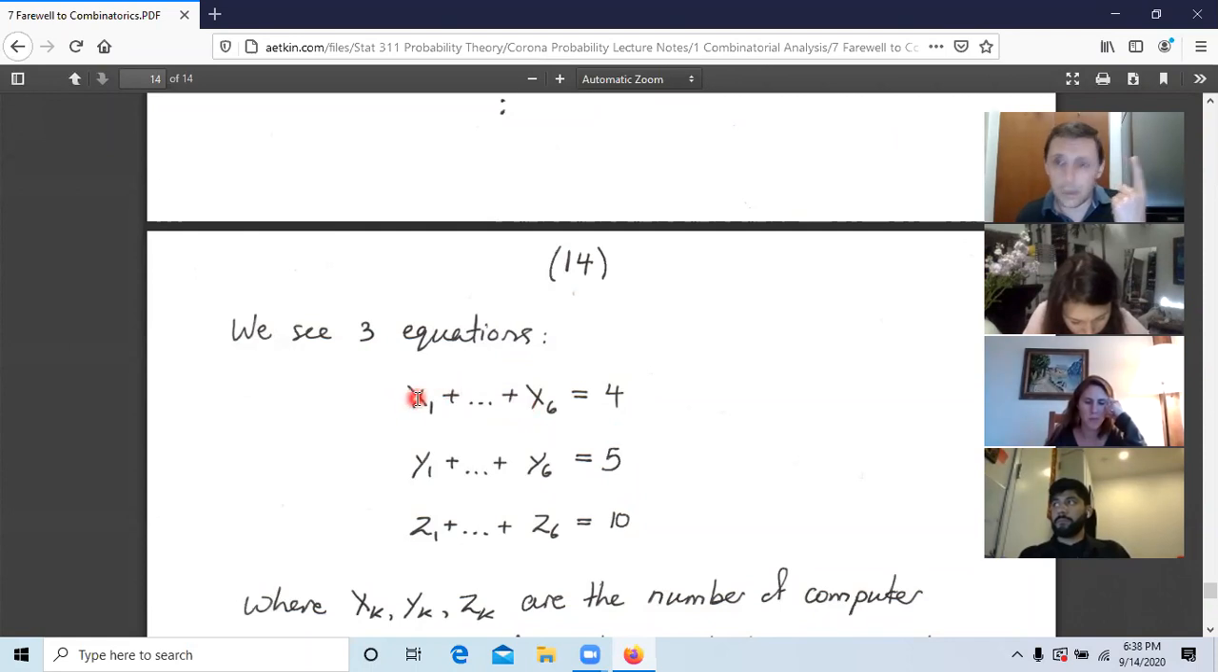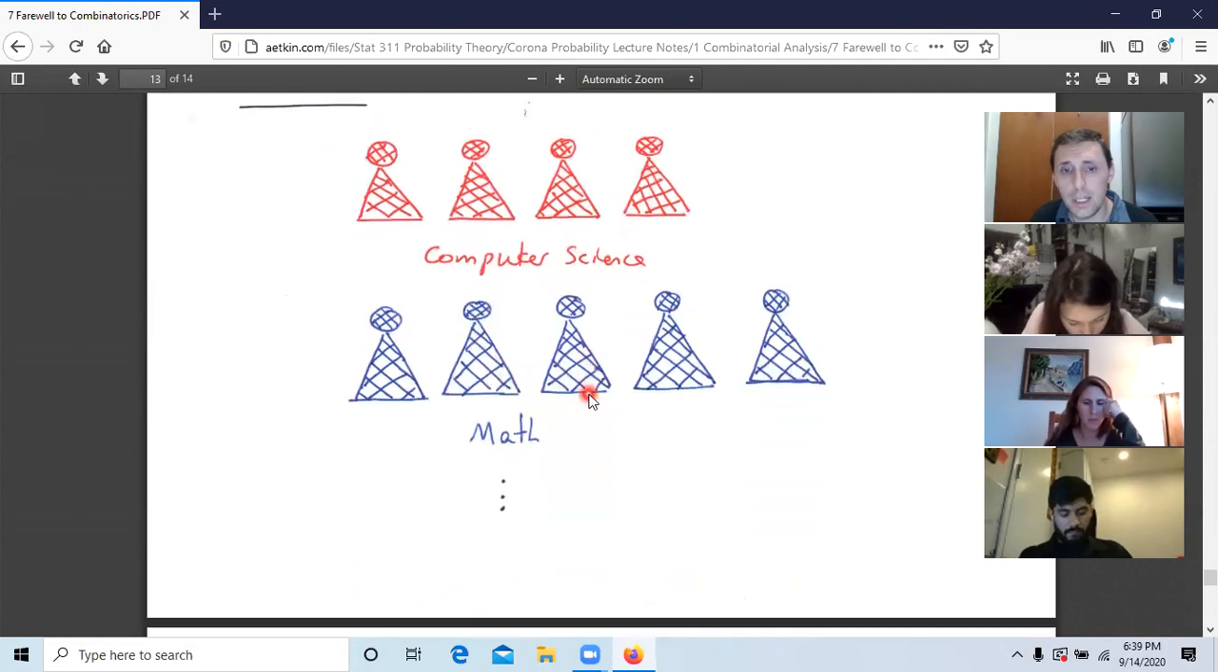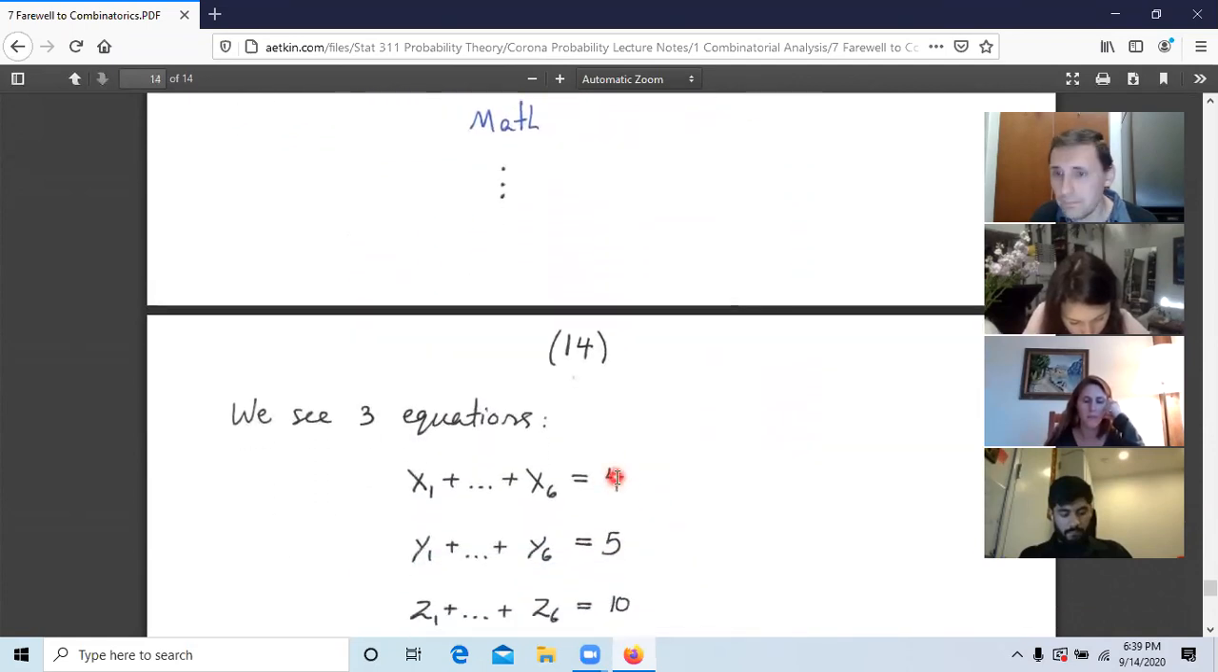In this case, our 1 is buying, right? Between first bar and second bar, that's person number 2. Between second and third, person number 3. And if between them there is just empty space, that means this person is not buying anything. Okay? So we have 4 identical objects, because the math people are all the blue ones. They're also the red ones, computer science. They are all the same, yes?